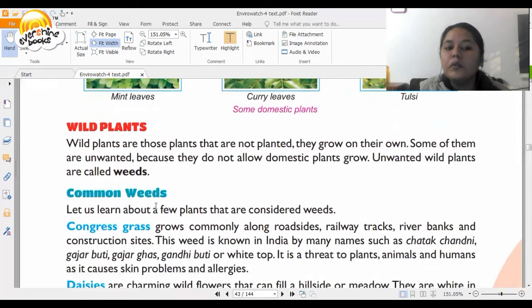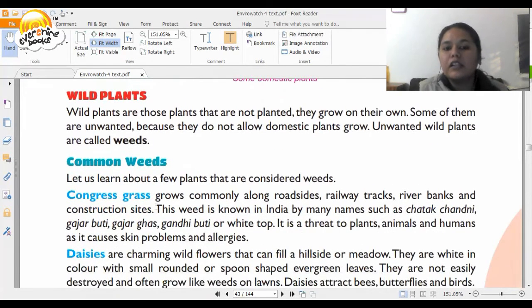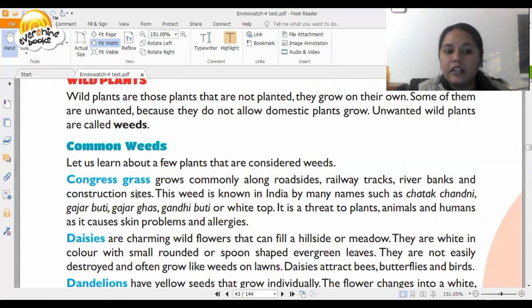So what are the common weeds? The first is the Congress grass. It generally grows along the roadside, railway tracks, construction sites, etc. The weed is known in India by names such as Chatak Chandni, Gajar Buti, Gajar Ghas, or white top. It is a threat to plants. That means this Congress grass puts the other plants into danger. And not just the plants, animals and humans, because it can cause allergies on your skin.